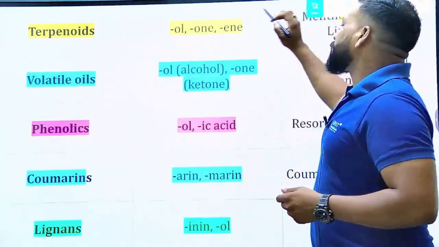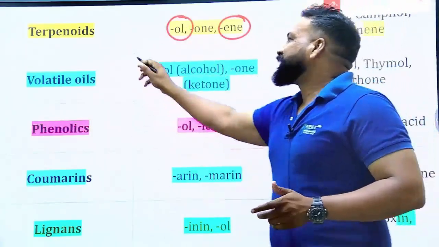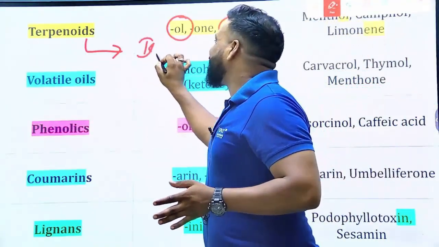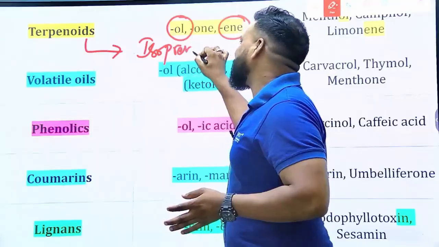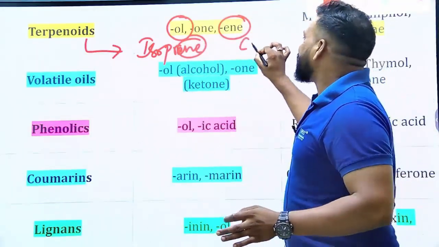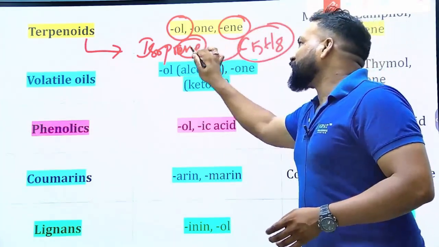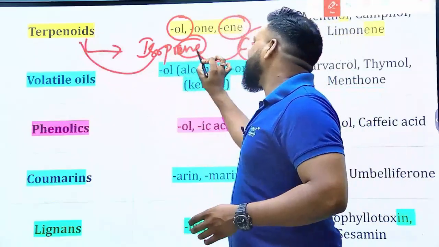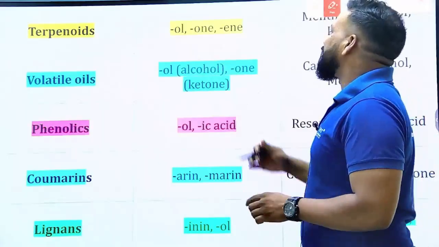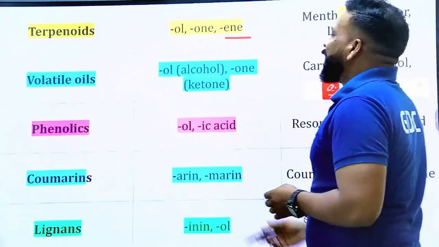Most of the terpenoid names end with these two: ol and ene, because terpenoids are obtained from one pathway, the isoprenoid pathway, which means isoprene. I hope you understand the link. Terpenoids have the formula C5H8, the basic formula for isoprene units. From the isoprene only terpenoids are formed. That's the reason in isoprene we take ene as a suffix, so most of the terpenoids have ene as a suffix itself. You can say limonene, as well as ol.